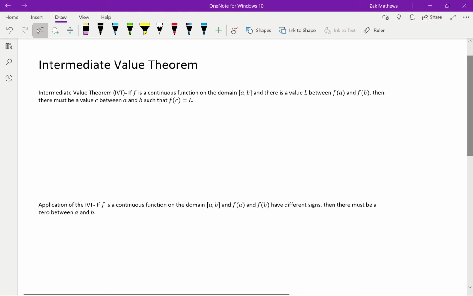Let's talk about the intermediate value theorem. The book, and a lot of books will do this, where they give kind of a watered down version, or really what it is, it's a very narrow application of the intermediate value theorem. So I'm going to start off with the real thing.